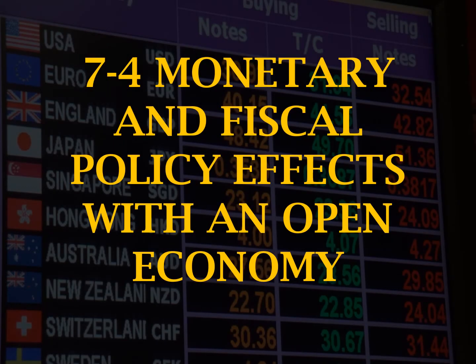All right, AP Econ, there are only 2 sections to go, and this is the second to last section. This is 7.4, monetary and fiscal policy effects with an open economy. Remember, an open economy is an economy that has international trade.